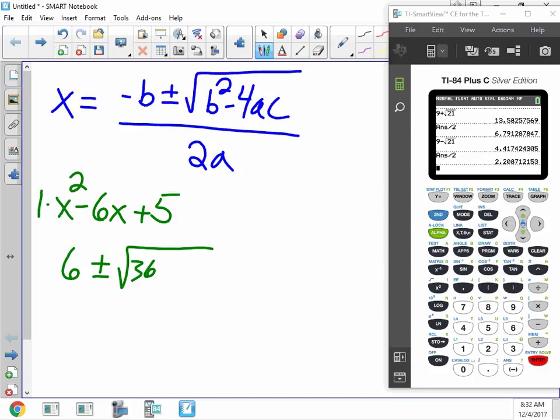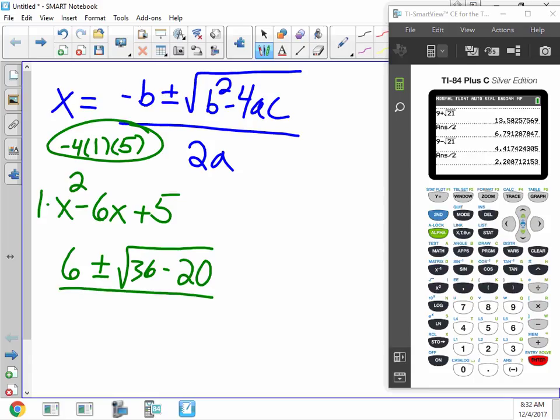And then off to the side, I would write negative 4 times the A term times the C term. So it would be negative 4 times A, which is 1, times C, which is 5. Negative 4 times 1 times 5 is negative 20. And that's how I recommend you solve this. Write the b squared term, square it, and write what it actually equals. And then off to the side, perform this calculation. And whatever you get there, put it next to the b squared term.